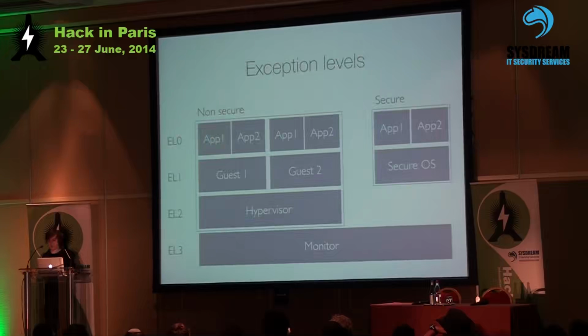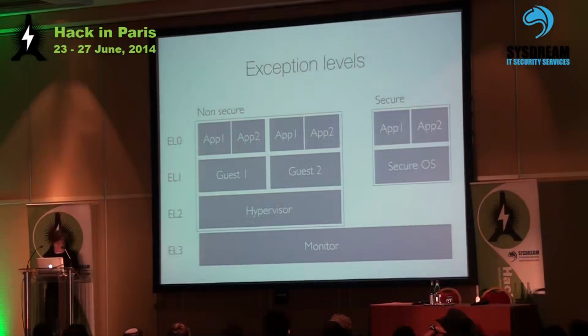This graphic shows a bit how it could look on an actual system. You have your applications in exception level 0. Basically, the lower the exception level number is, the lower are your privileges. And for a normal server system, for example, it could look like this: you have a hypervisor, which is VMware or whatever, or KVM, and then you have your guest, which would be Linux, and on top of that your applications, and then also monitor mode.